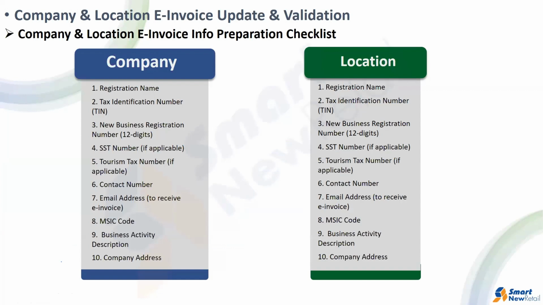So company and location, these are the things that you will need to fill in. Basically, it's the same thing for company and location. You have to have their registration name, their TIN number, and their business registration number, the new one, not the old one. And if they have an SST number, or if they have tourism tax, they have to key in. Then their contact number, email address, MSIC code, business activity description, and also their company address.